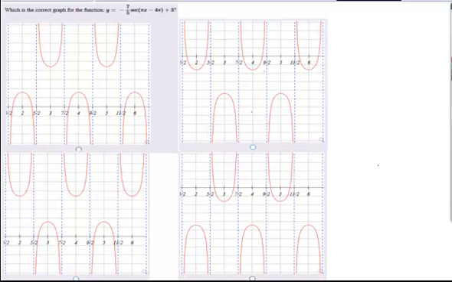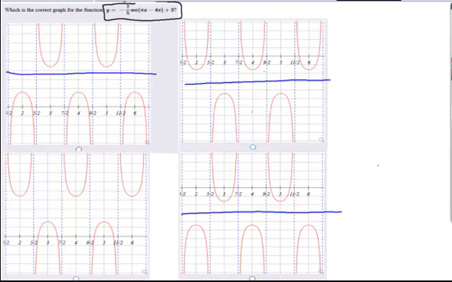When I'm looking to find which of these graphs is the correct sketch for this equation, this function, the way I can do it is I can, again, just kind of look to see. So here I can see that the midline for these graphs, I'm going to isolate those first. So these two graphs have midlines that are above the x-axis. These two graphs here have midlines below the x-axis.